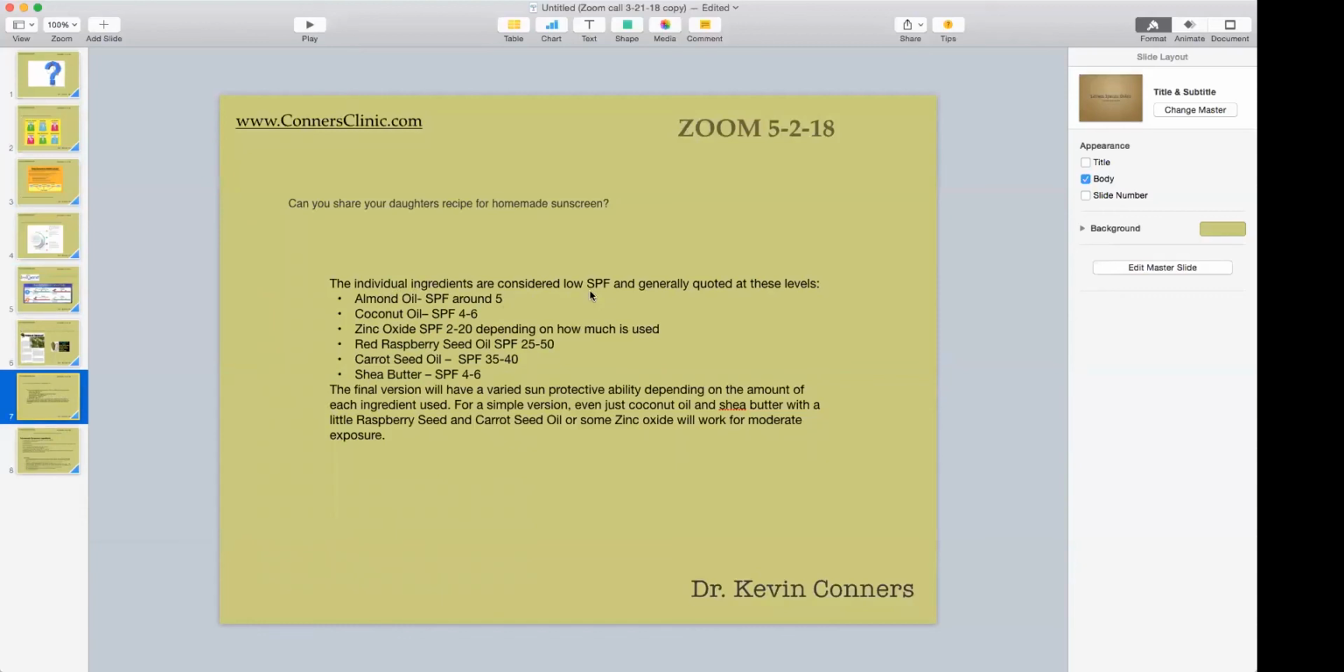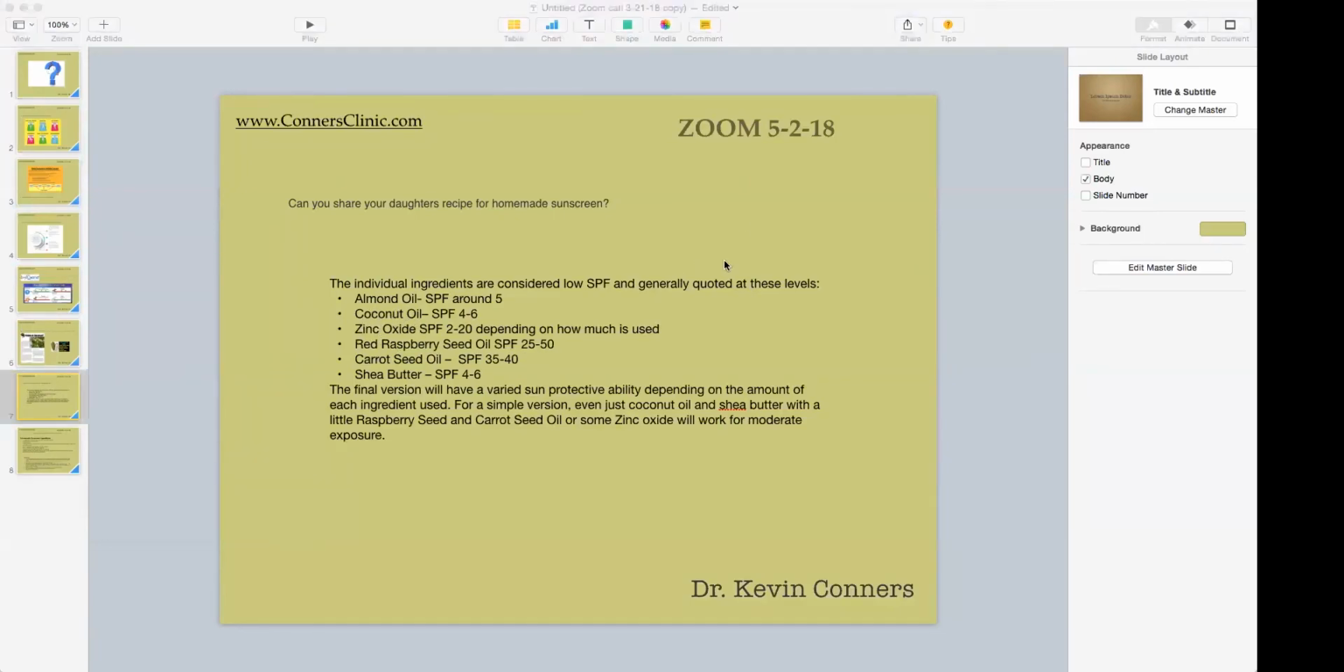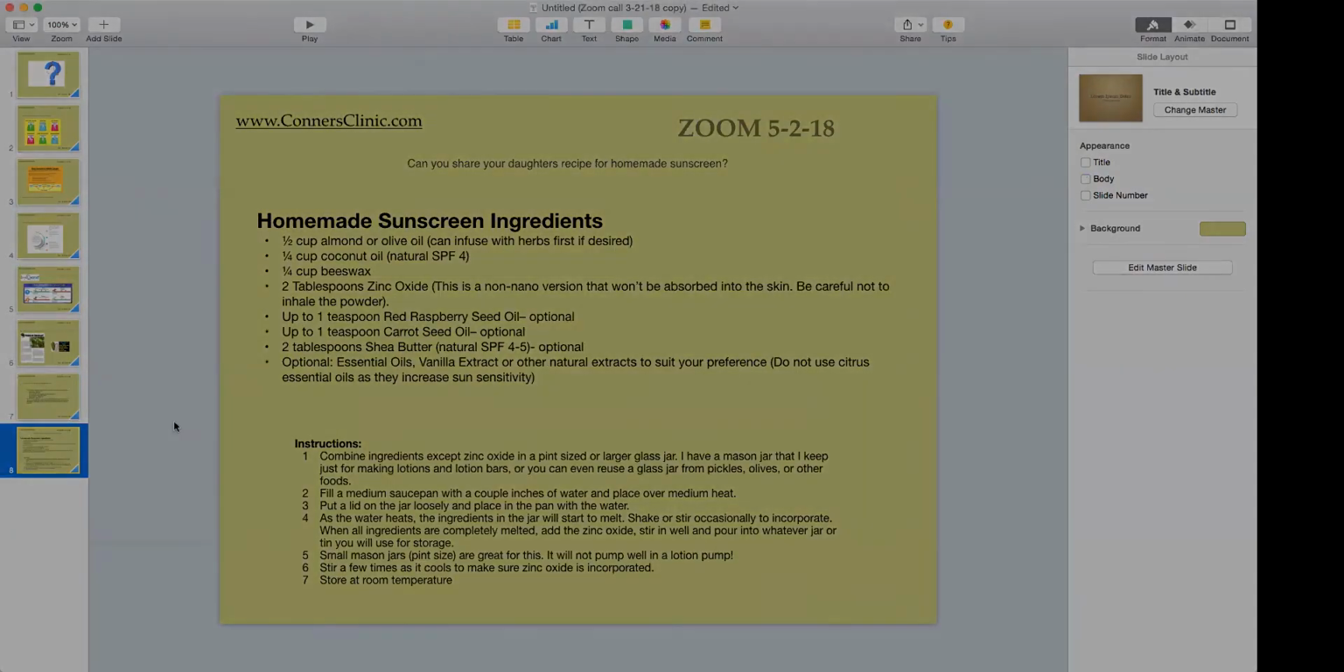On this slide, it talks about the SPF features of almond oil, coconut oil, and zinc oxide. You do not want to use the nanonized zinc oxide, because it's absorbed, and that's what could be dangerous. That's what's in the store-bought sunscreens, not the natural ones. Then there's red raspberry seed oil, carrot seed oil, and shea butter, and how much you use of these things is going to give you more of an SPF protection.